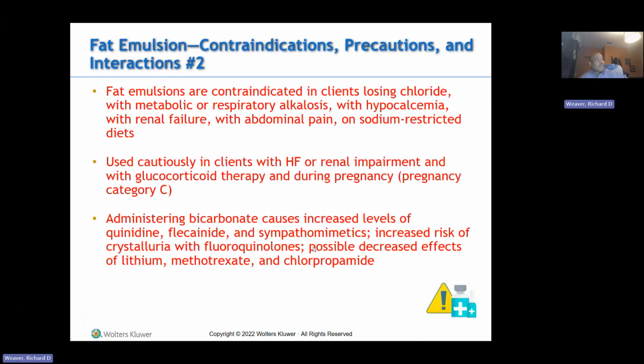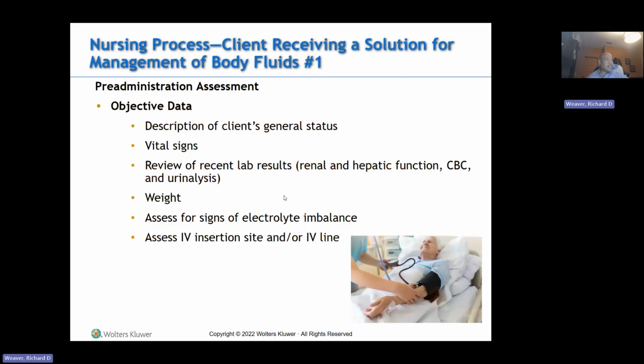Let's see, contraindications for fat emulsions. Fat emulsions are contraindicated in clients losing chloride. I don't know why, it seems like I went over this already. Yeah, I think I went over this already, so I won't go over this again. For some reason, these slides seem to be out of order. Just because it comes from the publisher doesn't mean that you have to accept them as perfect, and you have to really analyze these things.